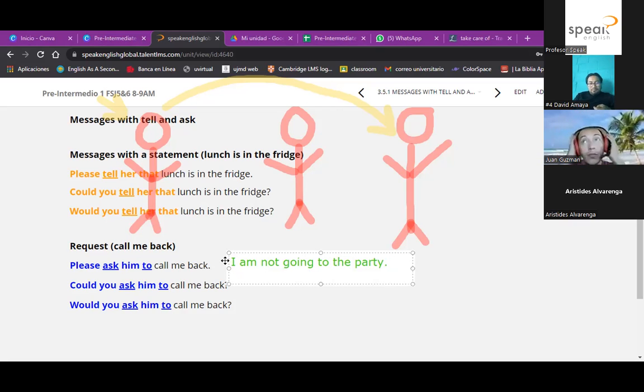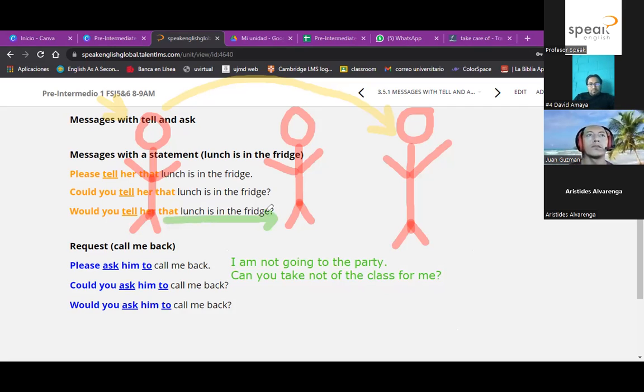Or I can also ask David to do something. David, can you take notes for me? Can you take notes of the class for me? This is a request. Request, solicitud. Estoy pidiéndole a David. I'm asking David to do something. These sentences are used when the message is direct. The message is direct to person number 2.